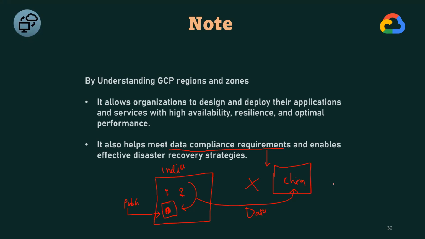Now you understand that whenever you want to deploy your application, you need high availability and optimal performance, meaning network latency should be very low. Understanding this concept also helps you meet data compliance requirements and effective disaster recovery strategies. If something goes wrong, or we have selected multiple regions, fault tolerance comes into the picture. So this is the concept of GCP locations.